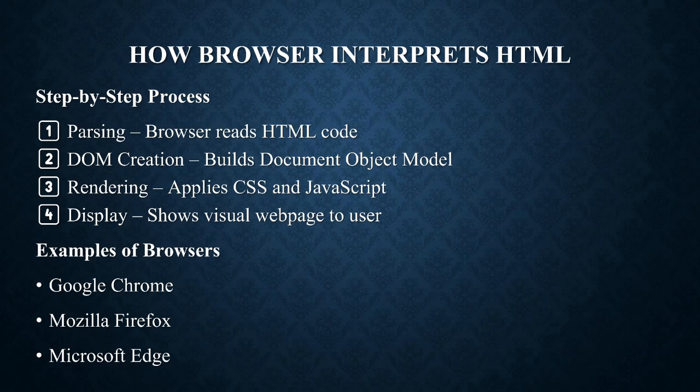How browser interprets HTML, step-by-step process. First, parsing. Browser reads HTML code. Then DOM creation, builds document object model. Then comes rendering, applies CSS and JavaScript. After that, display, shows visual web page to user. Examples of browsers: Google Chrome, Mozilla Firefox, Microsoft Edge.